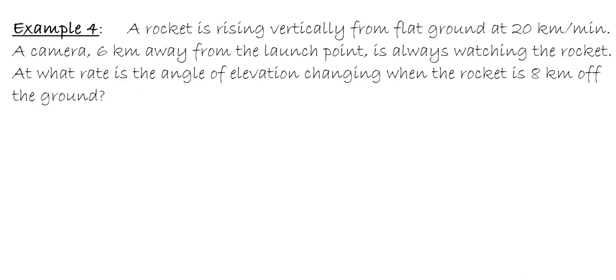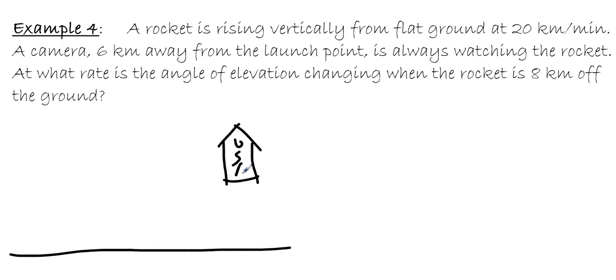One more. A rocket is rising vertically from flat ground at 20 kilometers per minute. Well, what does that mean? If the rocket is rising vertically at 20 kilometers per minute, that means that this height is changing, and the height is changing at 20 kilometers per minute.